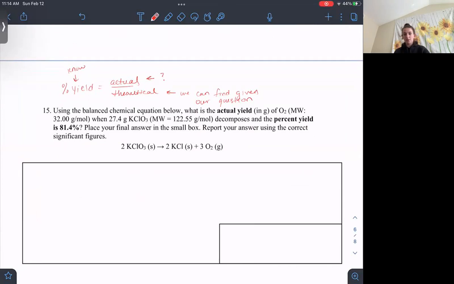Okay, so when we're looking at this question, we have our 27.4 grams of potassium chlorate. We know that this one's going to be our limiting reactant because there's only that reactant. And we're going to look to see how much of our oxygen we can form given that 27.4 grams of potassium chlorate. So what's the first thing we have to do?